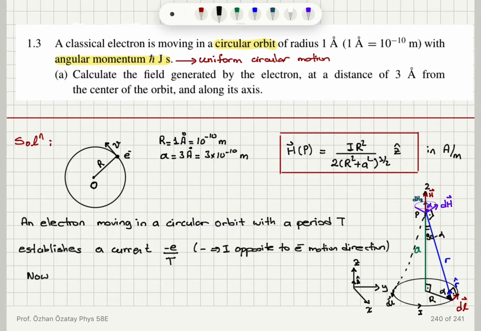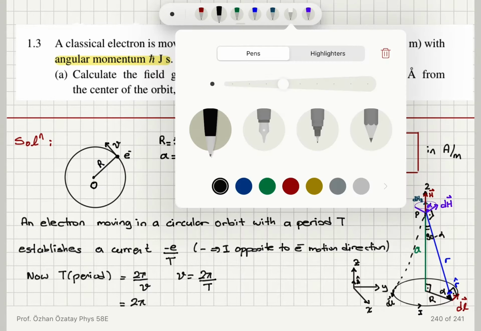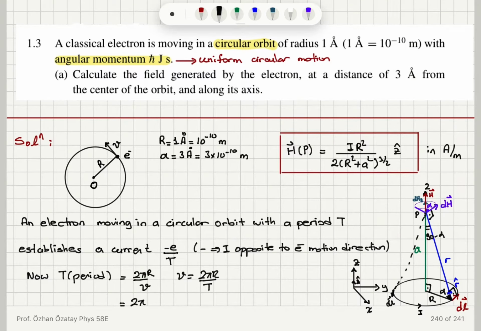Now we can calculate this period. The period T is basically 2 pi r, the circumference of the circle, divided by v, or we can say that v is equal to the distance it travels, 2 pi r in one period, 2 pi r over T. So with that, the period can be written as 2 pi capital R divided by v. Capital R is 10 to minus 10 meters, so it is 2 pi 10 to minus 10 meters divided by v. This must be in meters per second.